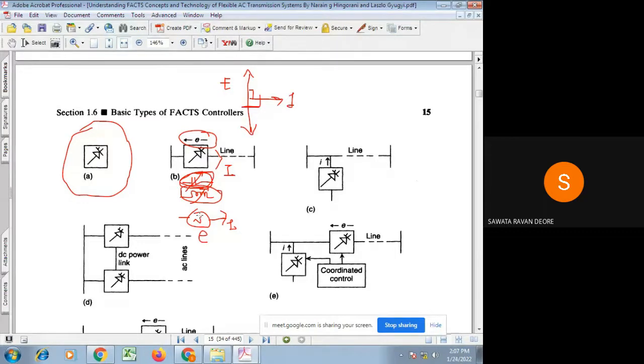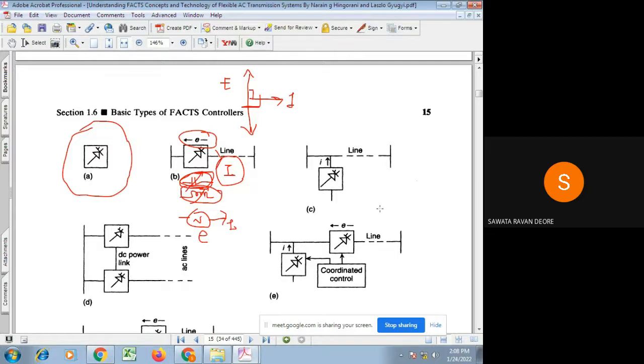That's all. So in principle, we have to just keep in mind that the series FACTS controller injects voltage in series with the line. And accordingly, how this voltage makes a phase angle with this line current, according to that, it exchanges real and reactive power with the transmission line. Whether it is injecting reactive power and absorbing real power or any combination is decided by how this E we are injecting with reference to the line current. So this is about the series FACTS controller.